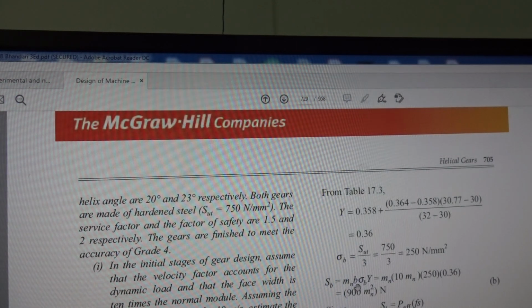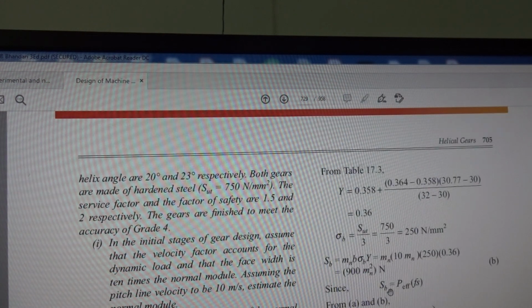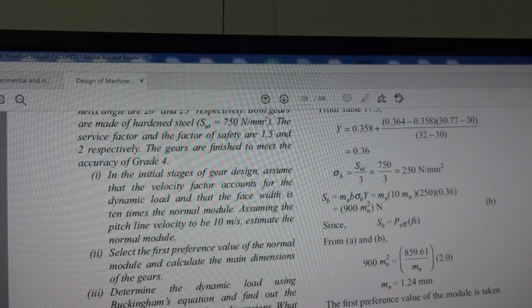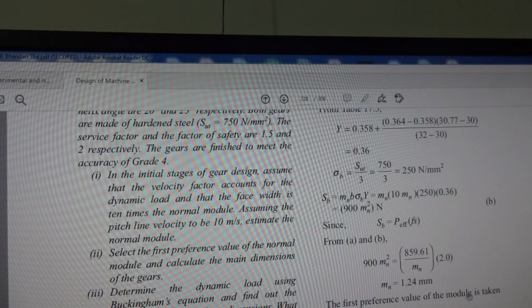SB is equal to mn b sigma by, for the helical gear, you know the formula. So this one is the 900 mn square, and SB is equal to P effective into Fs. So 900 mn square is equal to this into Fs 2. So mn is equal to 1.24. The first preference value of the module is taken as 1.5. So take the larger value there, and you can take the module from the data book. So this is the 1.5 mm.